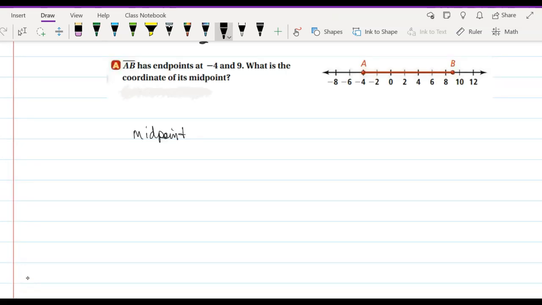So now let's take a look at this example. Segment AB has endpoints at -4 and +9. What is the coordinate of its midpoint? So the first thing I'm going to do is say, oh, I'm working on a number line. I don't have to worry about the x and y value. So what do I do? I add the 2 points, so -4 plus 9, and I divide by 2. So that gives me 5 divided by 2, or 2.5 units.